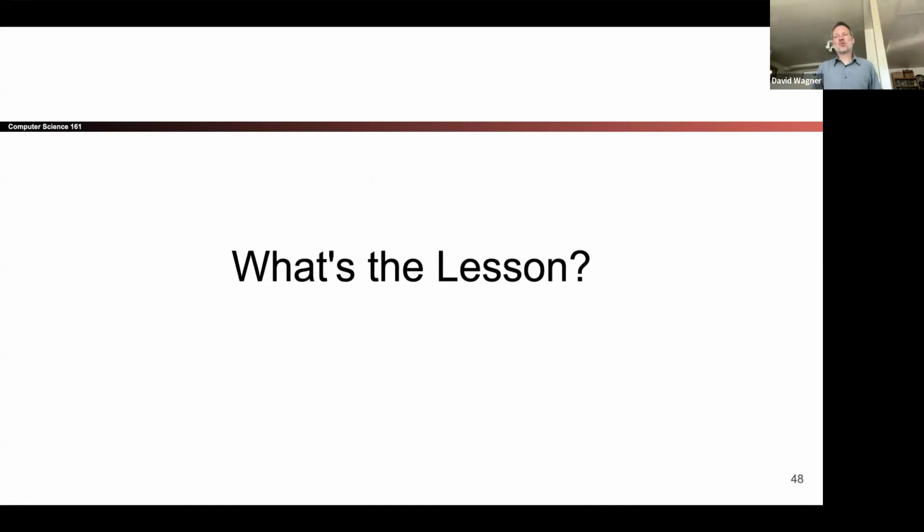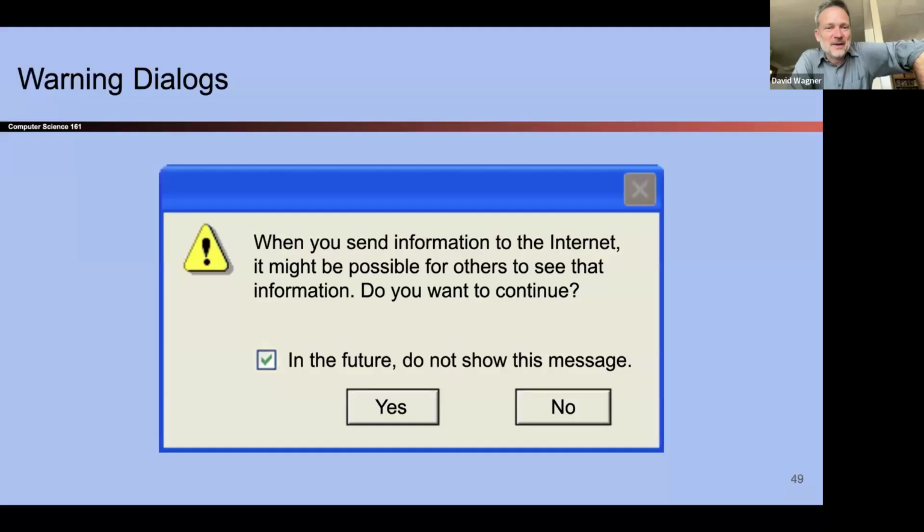Okay, so that was one example of a security principle. Now I want you to design some security principles or some lessons. I'm going to give you an example of a story, and I want you to tell me what lessons we might draw from this.